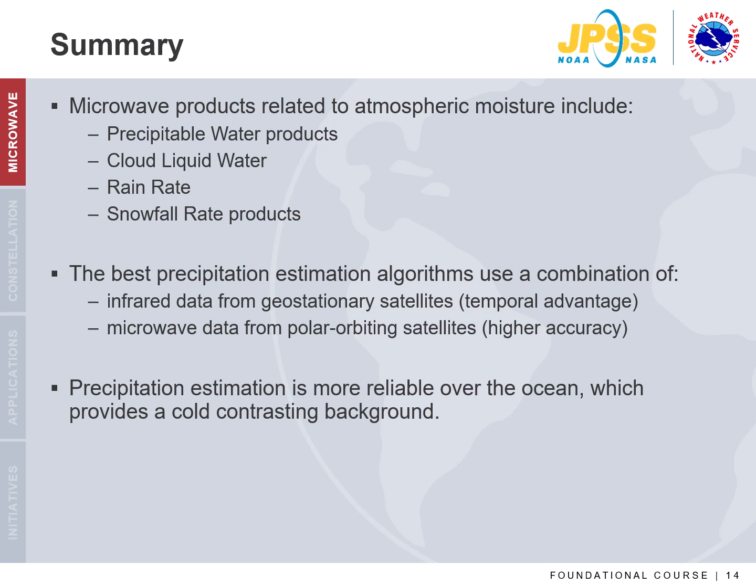The best precipitation estimation algorithms use a combination of both infrared data from geostationary satellites, which have a higher refresh rate, and microwave data from polar orbiting satellites, which are more accurate due to the transparency to clouds. Precipitation estimation is more reliable over the ocean, which provides a cold, contrasting background.